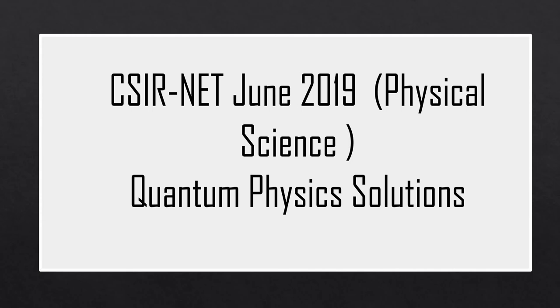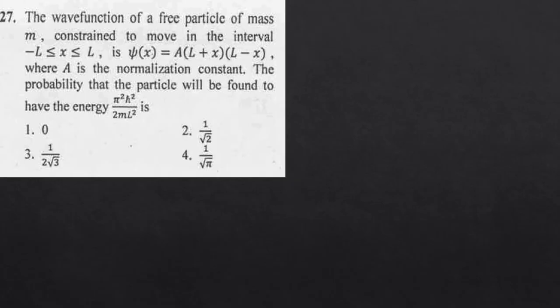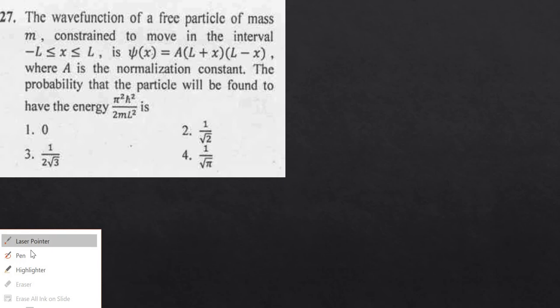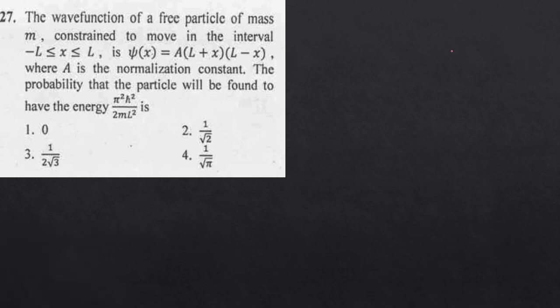Hello. So in this video I am going to solve CSIR NET June 2019 quantum physics questions. Okay. So the first question is, a wave function is given to you, psi(x) = A (L + x)(L - x).